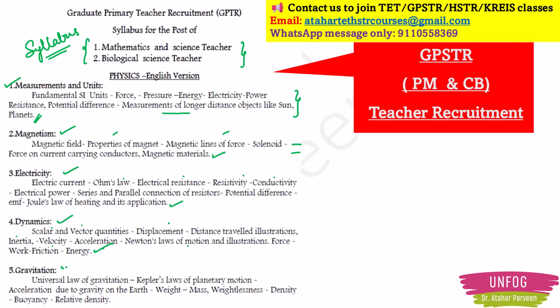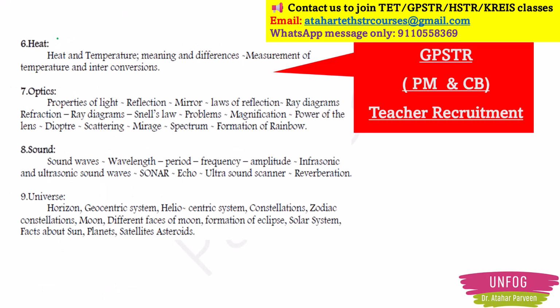Then comes gravitation. Here you have the universal law of gravitation, Kepler's laws, then acceleration due to gravity on earth, weight, mass, weightlessness, density, buoyancy, relative density. So you can see more or less two to three lines are there for each chapter here. Then let us move on to the next topic, heat. Here you have meaning and differences, measurement of temperature and conversions.